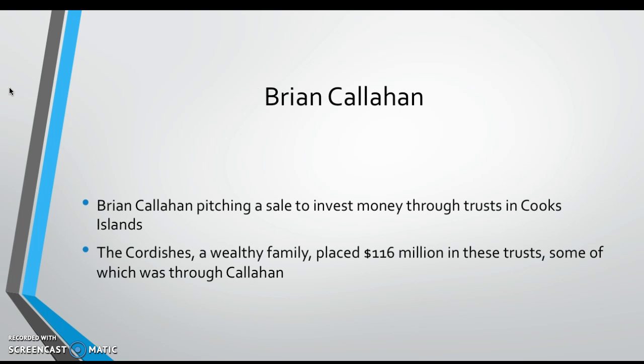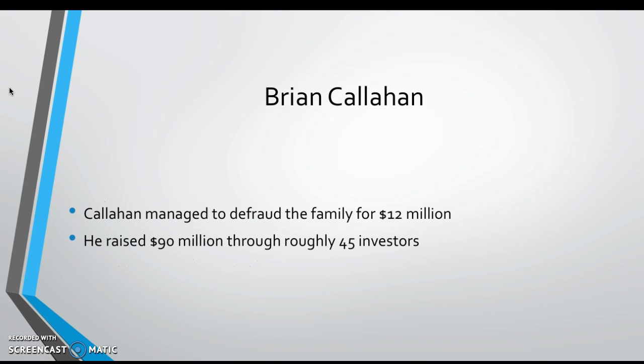Now, a real life example of this fraud includes a financial planner named Brian Callahan and his sales pitch to invest money through trusts in the Cook Islands. The Cordishes, a wealthy family from Baltimore, placed $116 million in these trusts, some of which was through Callahan. He managed to defraud the family for $12 million. In total, he raised $90 million through roughly 45 investors that he had convinced with this particular scheme.